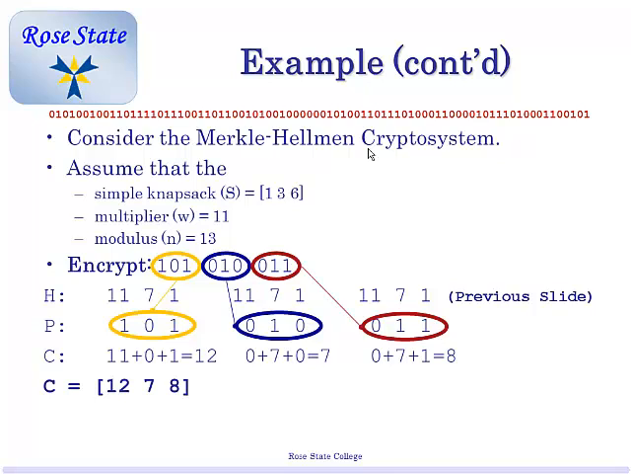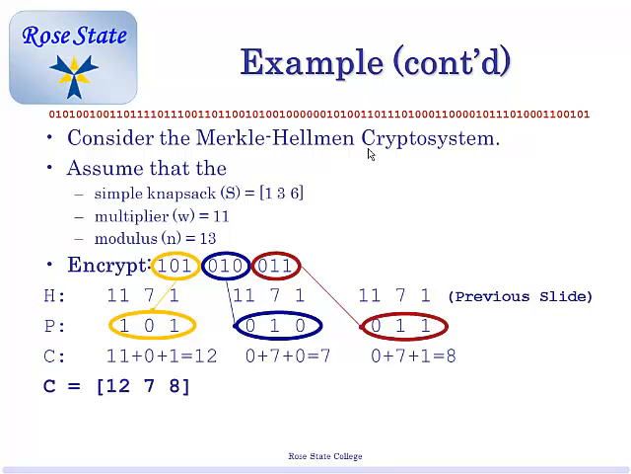I probably need to reword that question and only show the hard knapsack up there. But either way, there's the hard knapsack. So we put the 101 below the 1171. We put the 010 below the 1171 and the 011 below the 1171. Then we get 11 and 0 and 1. We end up with a 12.